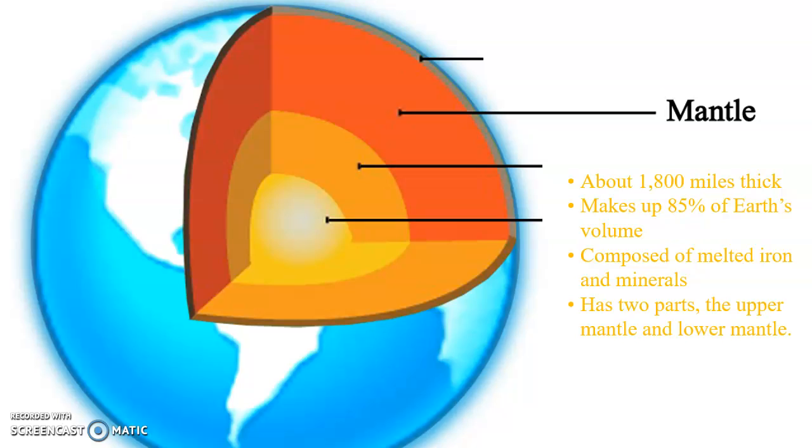Next, we have the mantle. The mantle is about 1,800 miles thick, and it makes up 85% of Earth's volume. The mantle is Earth's second layer. It has 2 main parts, the upper mantle and the lower mantle. The upper mantle is attached to the layer above, which is called the crust.